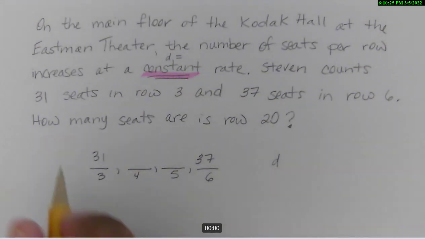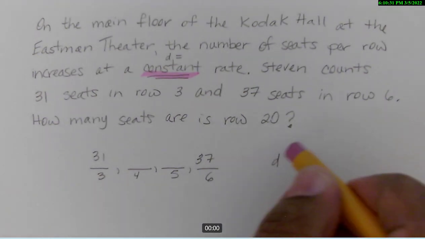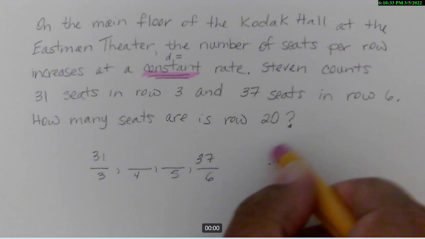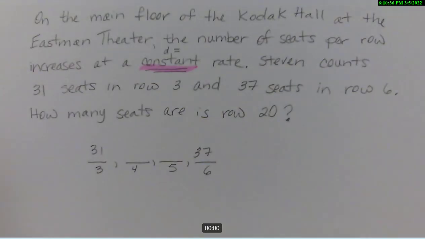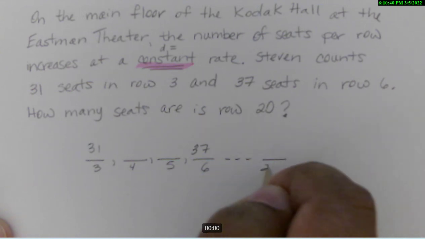And then we can kind of maybe work backwards. Oh, no, we got to work forward. We got to go all the way up to 20. Holy cow, how many seats are in row 20? All right, well, let's find that D number. We're going to just keep going this way, right? Bop, bop, bop, until we get to the 20th row.